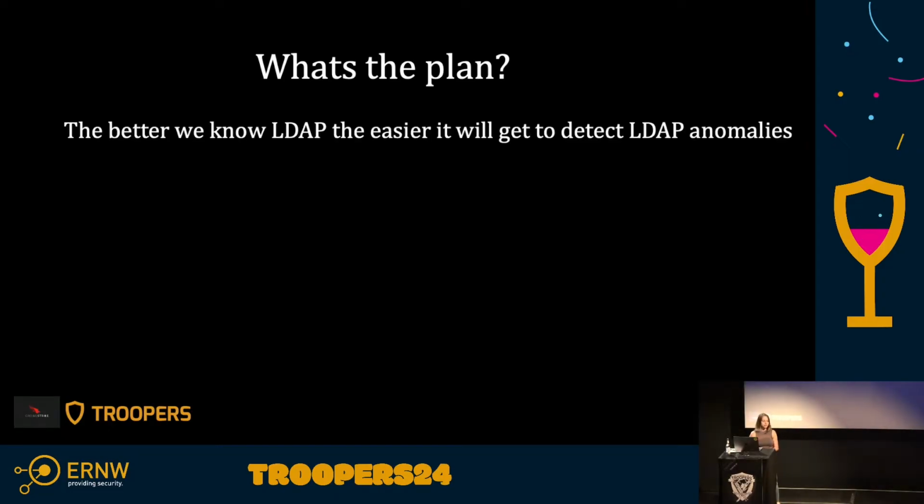The previous slides kind of lead me to this one, which is the plan. The plan is to know LDAP the best we can, and then it would be easier for us to detect LDAP anomalies better. Or maybe I should even say that the plan is to know LDAP better than the attacker does. And then it will be easier for us to catch it in the places where it isn't even aware that it looks anomalous.